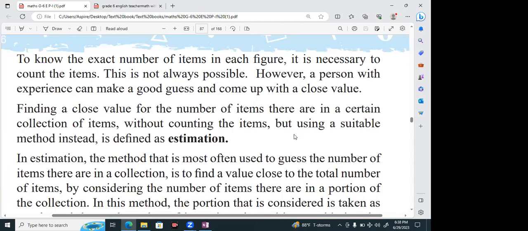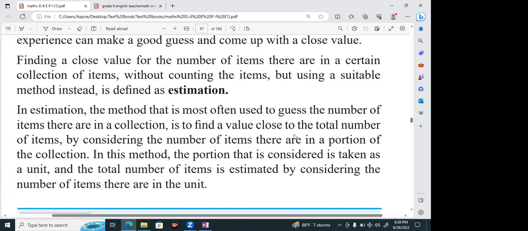Finding a close value for the number of items there are in a certain collection of items without counting the items, but using a suitable method instead, is defined as estimation.